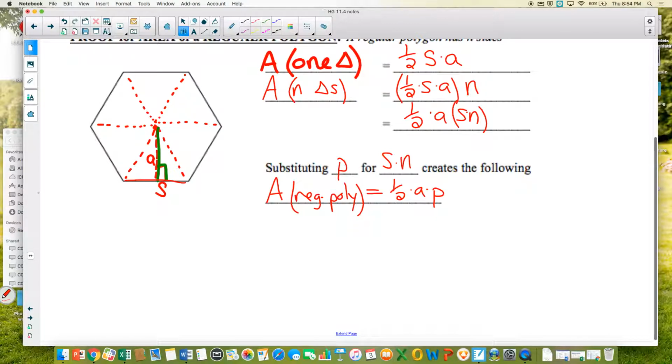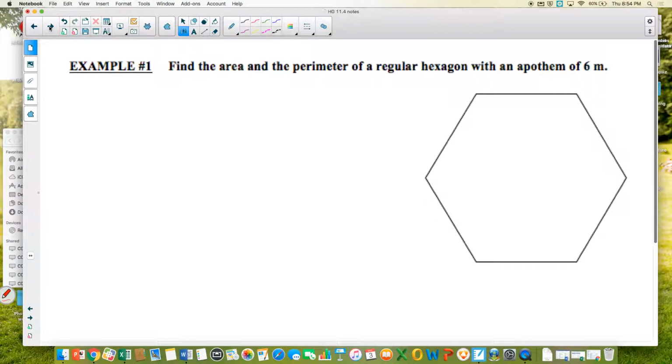The hardest part here is going to be finding the apothem, finding the side length. But this is the formula we plug that into. 1/2 AP. Right. We flip to the back side.